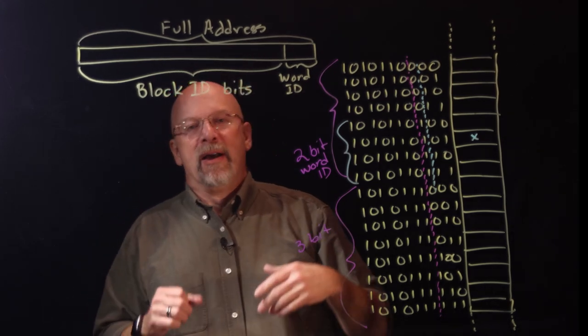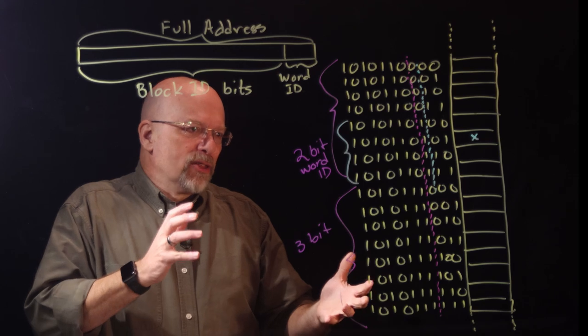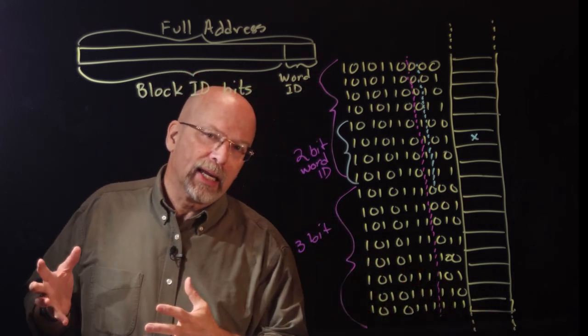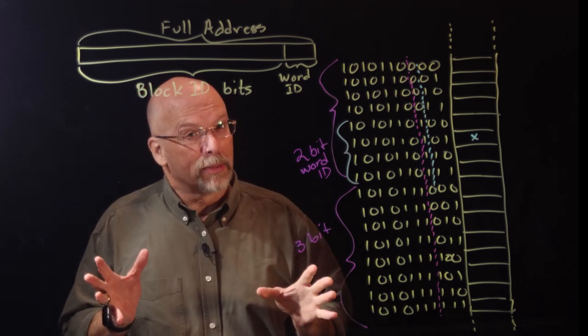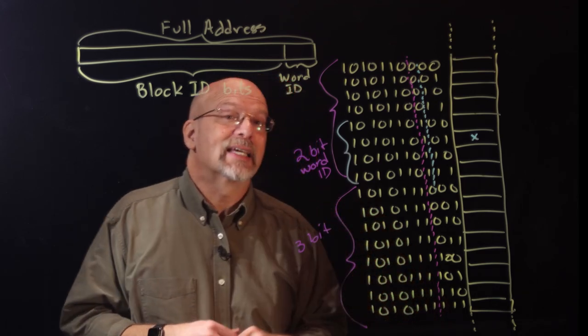Now, we've got kind of a trade-off. The more word ID bits we have, the more we'll be bringing into the cache. But think about it this way: the fewer blocks we'll be able to have. The blocks will be larger, but we'll be able to have fewer blocks in the cache.